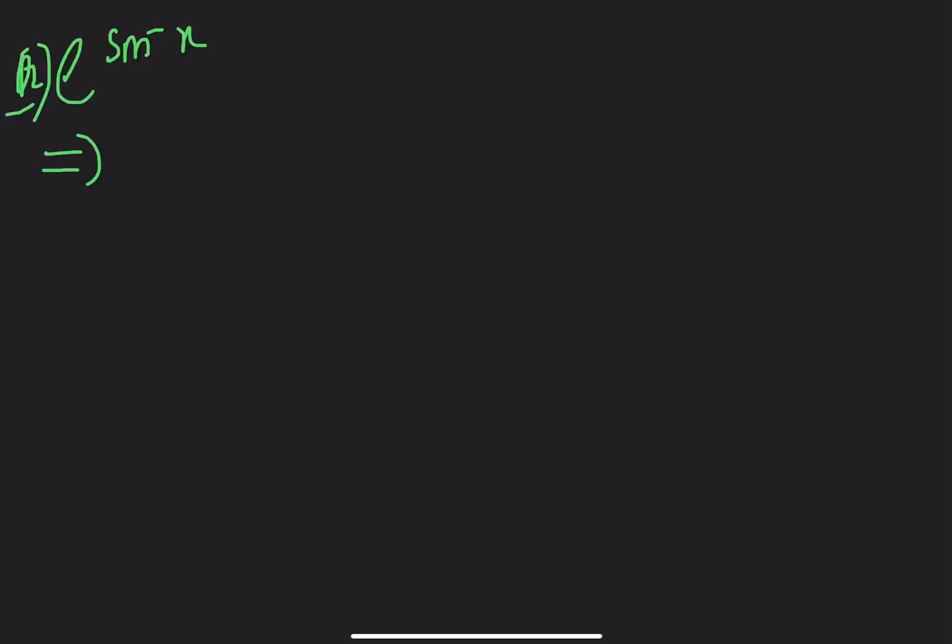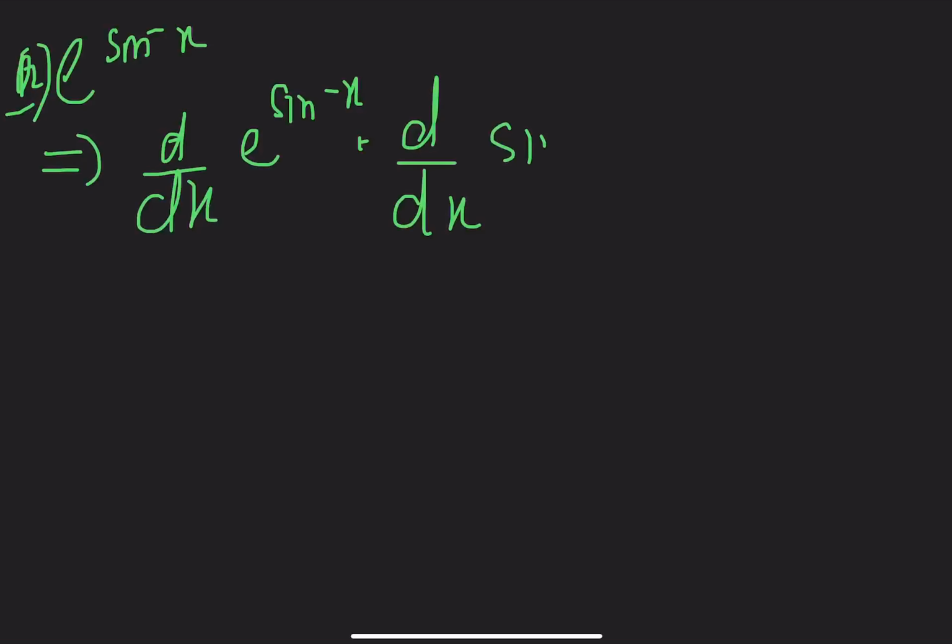So e to the power of sine inverse x, again you have to use the chain rule because there are two functions. We can't do it in any other way. So this is going to be the derivative of e to the power of sine inverse x as it is, into the derivative of sine inverse x, because sine inverse x is not a standard function. You have to differentiate it. The derivative of an exponential function to any power is always the same. So it is e to the power of sine inverse x as it is into the derivative of sine inverse x.